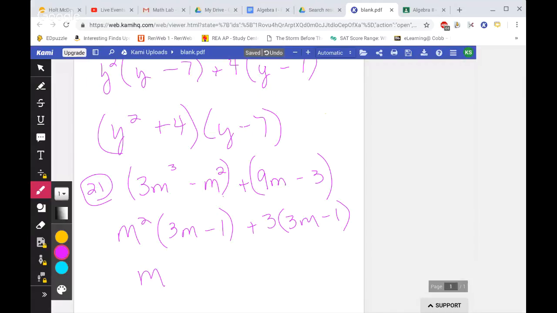Wait, how does the second one work though? Wouldn't the 3 be negative? I would just pull out a positive just because the 9m is positive. So I would pull out a positive 1. And that way, if I take a 3 and divide it by 3, I'm going to end up with my negative 1, which was kind of my goal in the first place. You know what I mean?